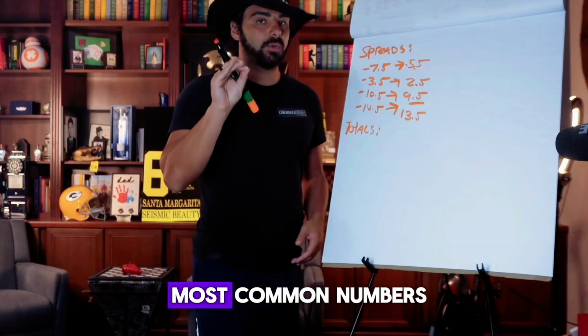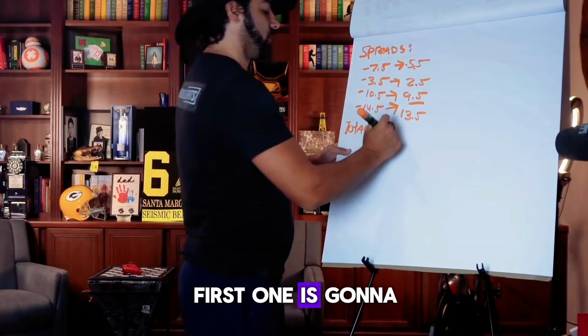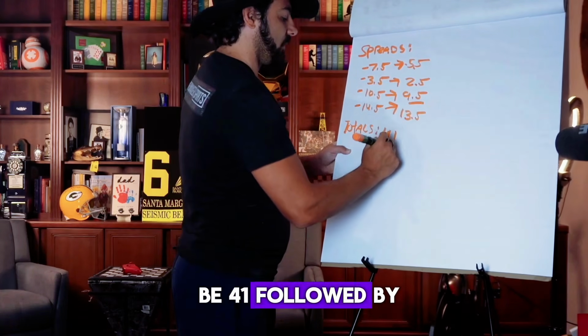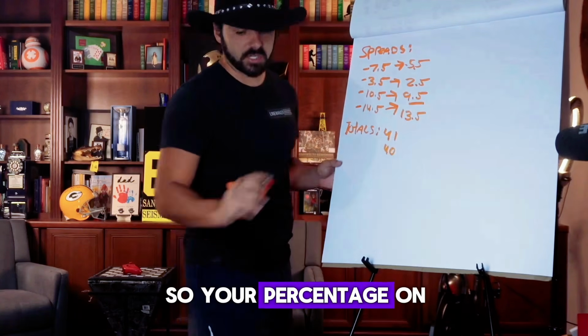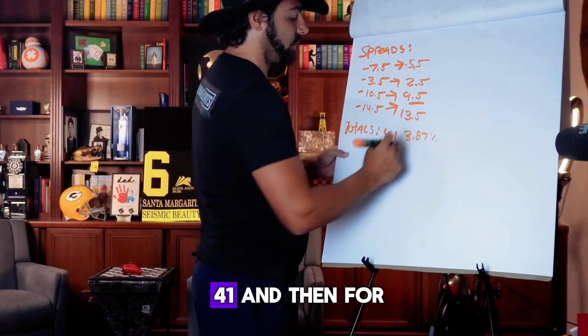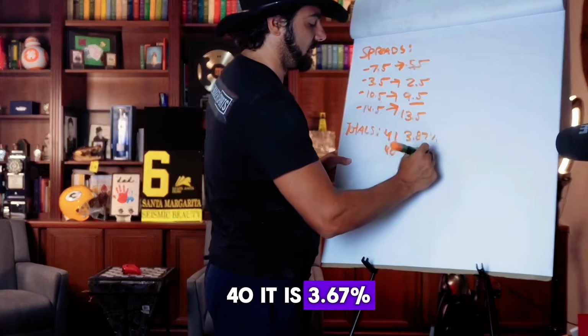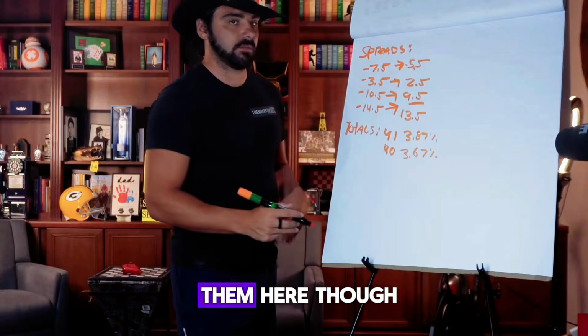These are the top most common numbers in the NFL for the totals. All right, first one is going to be 41, followed by 40. So your percentage on that is 3.87% for 41, and then for 40, it is 3.67%.